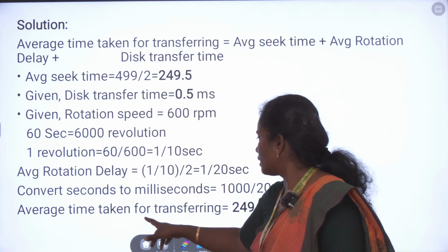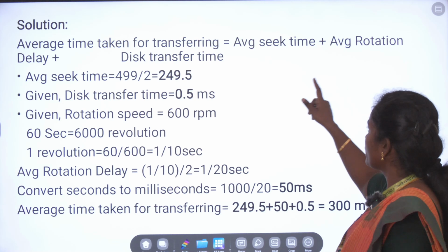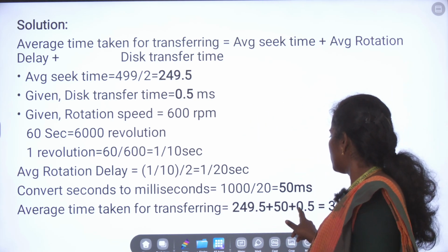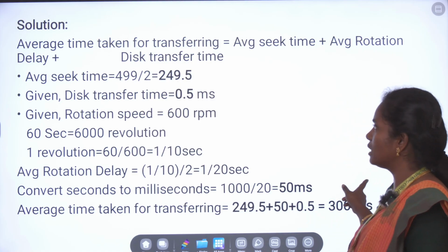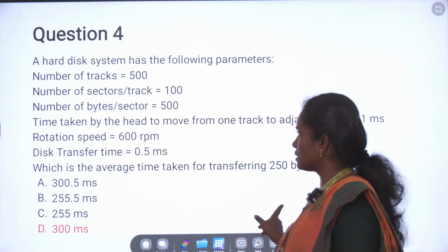The average time taken for transferring is equal to average seek time plus average rotation delay plus disk transfer time, that is 249.5 plus 50 plus 0.5. We get 300 milliseconds. So the answer is 300 milliseconds.